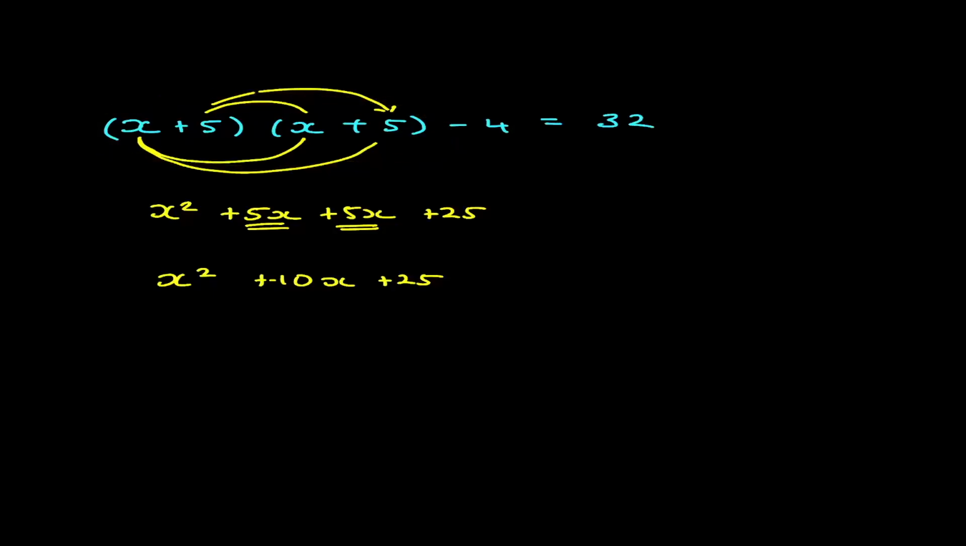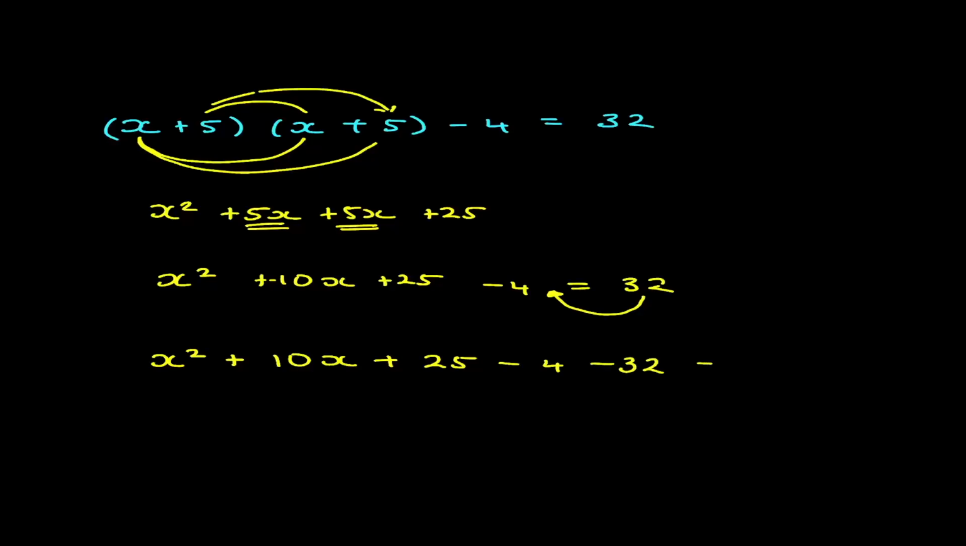And let's write out everything else. So we've still got take 4 equals 32. Nice. Okay. This is a quadratic and we want a quadratic to equal 0 because then we can factorize and solve. So we just need to bring this 32 over to this side and it will become a negative. So we're left with x squared plus 10x plus 25. We've still got this minus 4 here and we brought this 32 over, so it would be subtract 32.